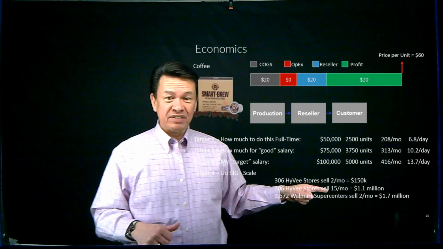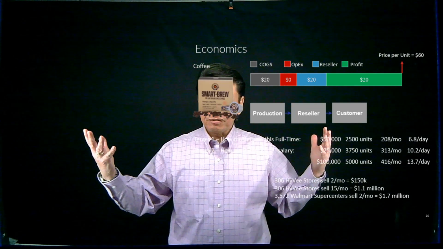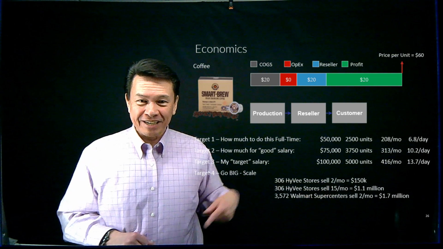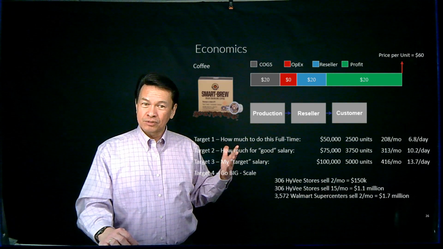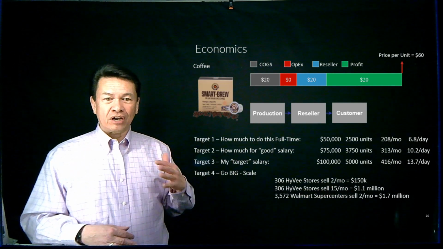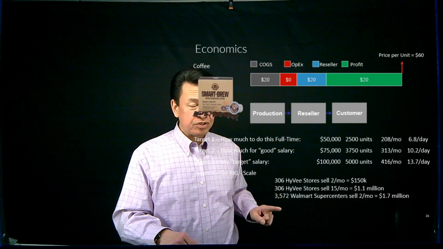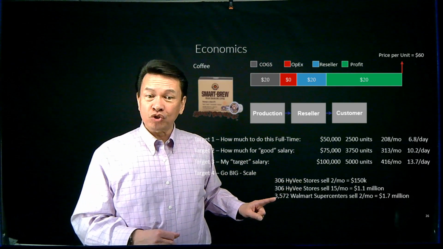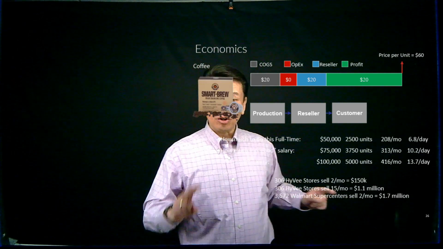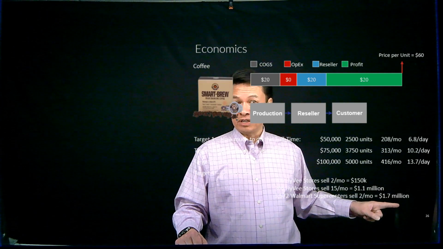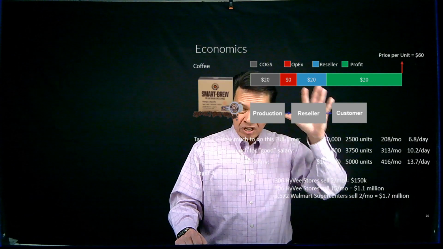Now, if they sell 15 a month, that's even better. I'm making $1.1 million just through those Hy-Vee stores. So if I can get them off the shelf there, I'm doing really well. Now, if I can get into somewhere like Walmart Supercenters, where there are 3,500 stores, guess what? If they sell only 2 a month, that's $1.7 million, okay? So can you see a product like this?